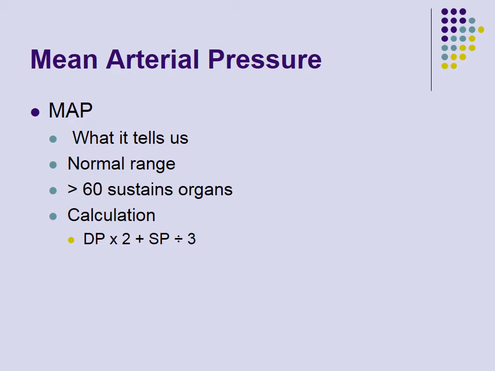So let's do an example of this. Let's say that you have a blood pressure of 120 over 60. So your diastolic pressure is 60, so 60 times 2 is 120. Then you will add in your systolic pressure, which is 120, and so 120 and 120 equals 240. Now you're going to divide the 240 by 3, and that will give you an 80. So there your MAP, or your mean arterial pressure, is 80, and that is certainly within the normal range.